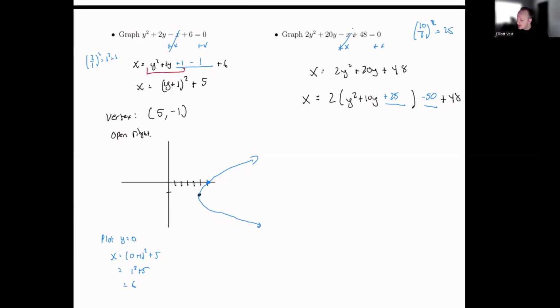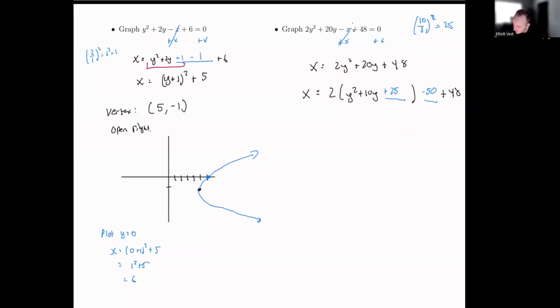Yes, it is 50 because when I distribute this back in, I didn't really add 25 to my equation. I added 2 times 25. I added 50 to the equation. So if I include 50 and I don't want to change things, I also have to subtract 50 at the same time in order to balance the equation like that. All right, x equals 2, well, this will factor to y plus 5 squared. And then I have negative 50 plus 48 on the outside, which is minus 2.